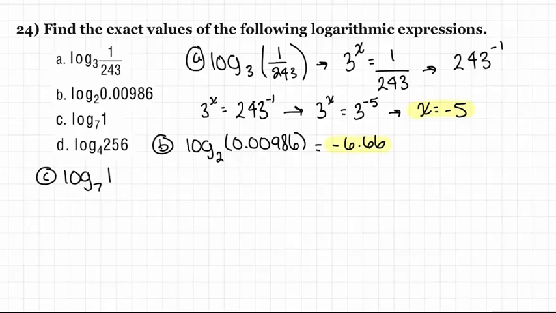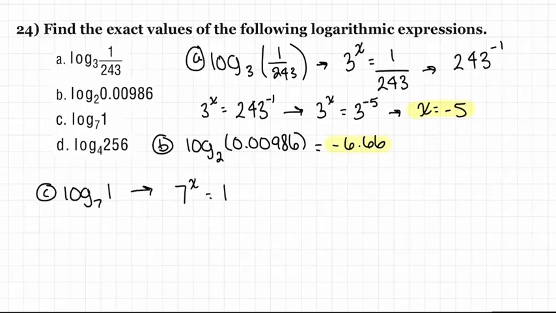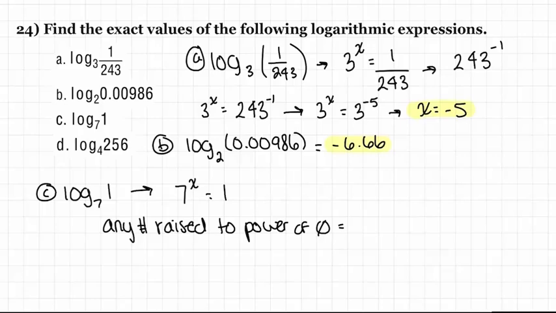Now looking at problem C, we're given the log base 7 of 1. I'm going to rewrite this again in exponential form. And when I do that, I get 7 raised to the power of x is equal to 1. And we know that from college algebra, any number raised to the power of 0 is equal to 1. So we know that x must be 0.